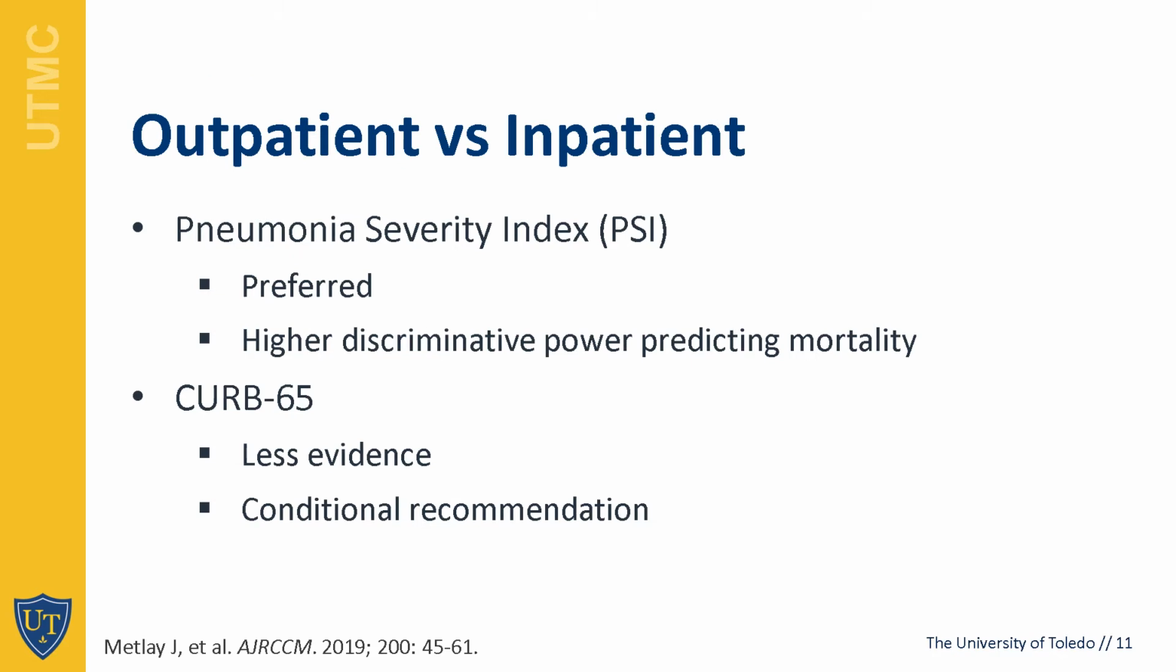So determining if the patient needs to be outpatient versus inpatient, the guideline discusses these two scoring systems. The pneumonia severity index, which is the preferred, according to the guidelines, just due to the higher discriminative power of predicting mortality, and then the CURB 65, which there's just less evidence to recommend it.